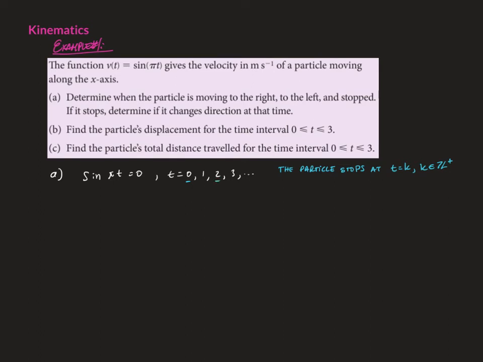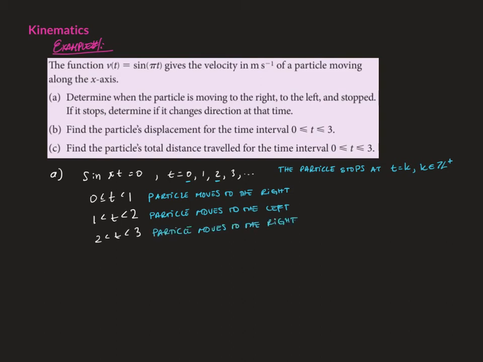So from 0 to 1, the function will be positive, meaning the particle will be moving to the right. And from 1 to 2, the function will be negative, meaning the particle will be moving to the left. Now at 2, there is another change of direction as the cycle repeats itself. So from 2 to 3, the particle will be moving again towards the right because the sine function will be positive then.